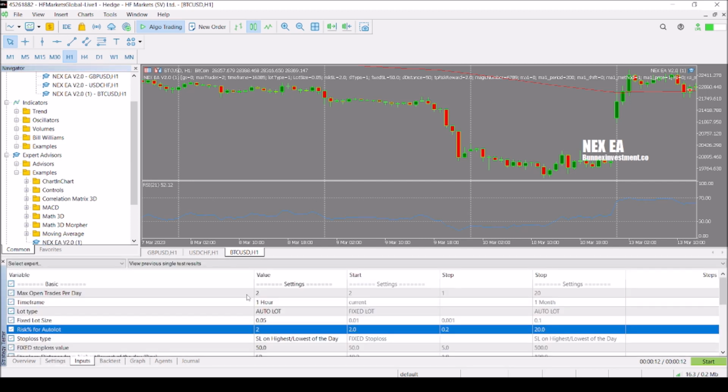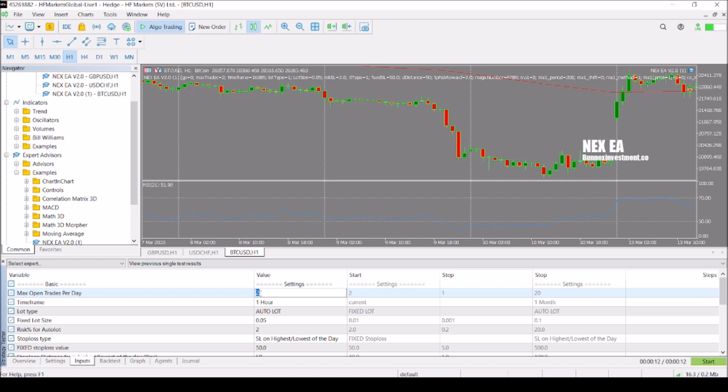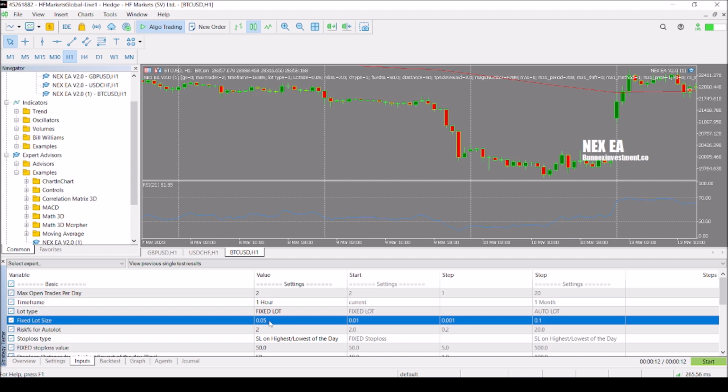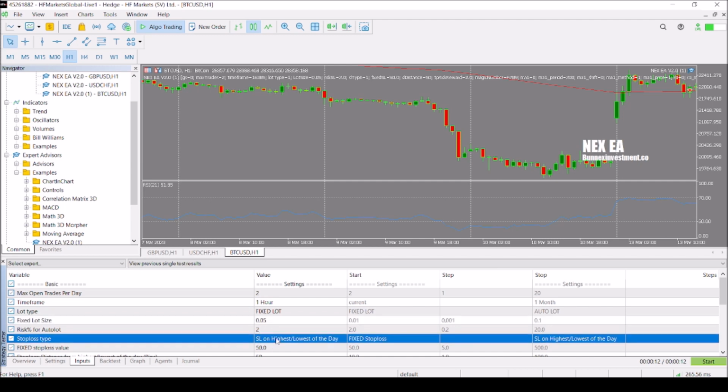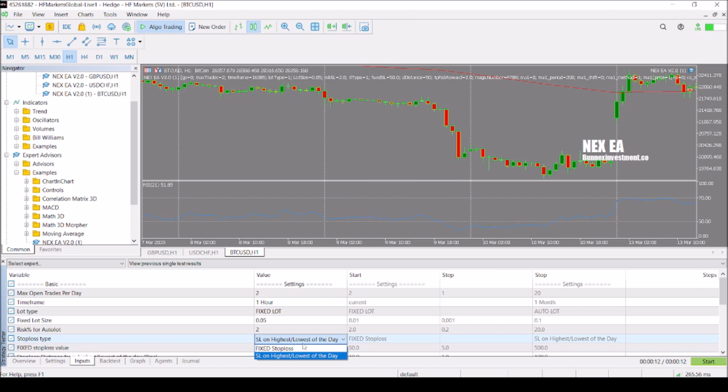Then our inputs for this particular trade, we are going to have a little bit higher risk. So we are going to say maximum number of open trades per day is going to be 2. Time frame is going to be 1 hour. Our lot size, we are going to use fixed lot because we can calculate the lots of pound USD, right? So for fixed lots, we are going to use a lot size of 0.5, and then our stop loss is going to be a fixed stop loss.